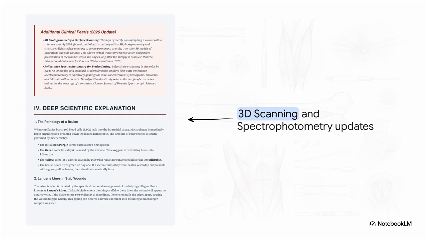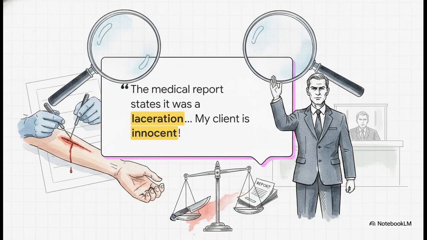And remember that bruise color timeline we talked about? We don't just eyeball the color green anymore. We are now using fiber optic reflectance spectrometry to objectively quantify the exact biochemical concentrations right there in the skin, making bruise dating mathematically exact. So why does this intense level of precision even matter? Well, because getting it wrong has catastrophic courtroom consequences.